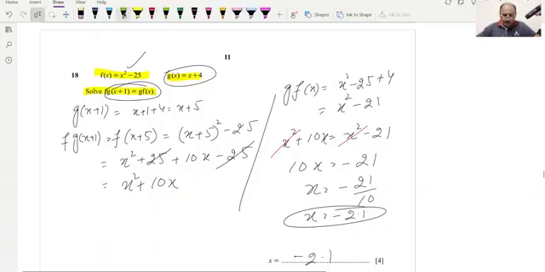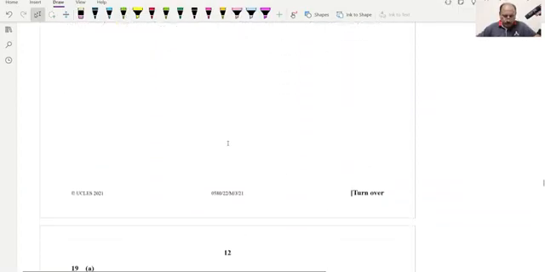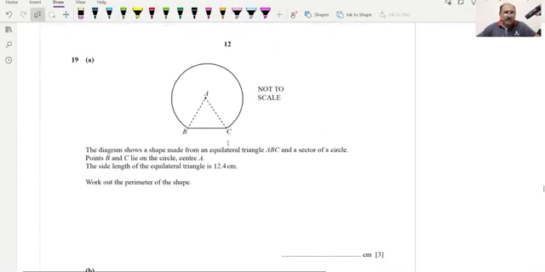This was a 4-mark question. Hopefully you understood this. Now question number 19, diagram is provided which is not to scale. 19a part, the diagram shows a shape made from an equilateral triangle ABC. Equilateral triangle means all three angles are equal. Angles are equal, so this will be 60 degrees. So the remaining angle, this one, will be 300. This is the information we got so far.